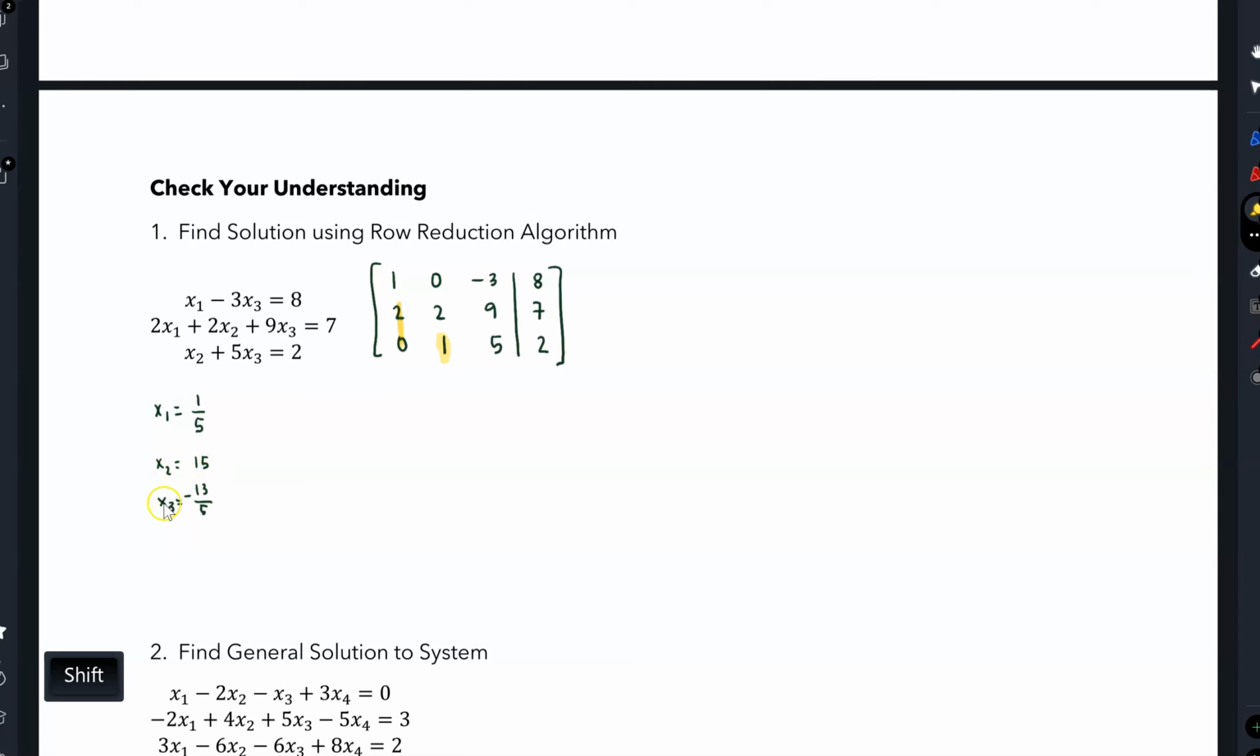X2 is 15, x3 is going to be a negative 13 over 5. I'm sorry, I gave these terrible values. So we can write it as a set like this: 1/5, comma 15. Since it has a unique solution here, since it's consistent, we can write it like that.